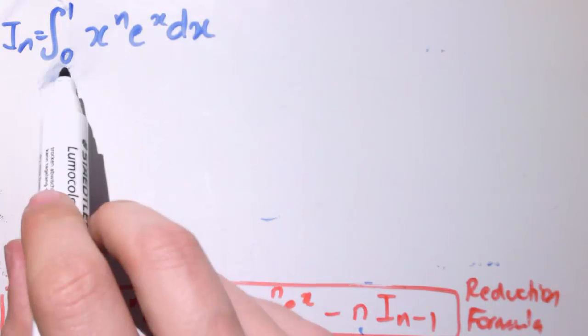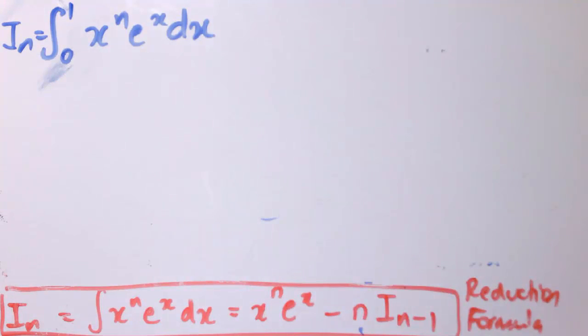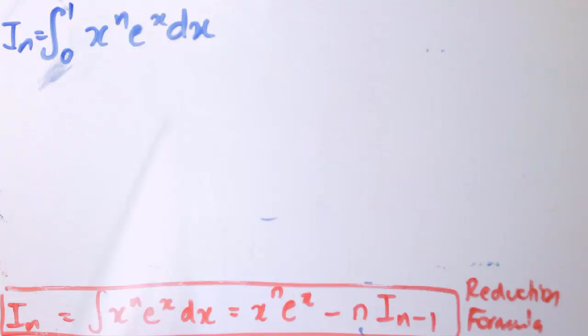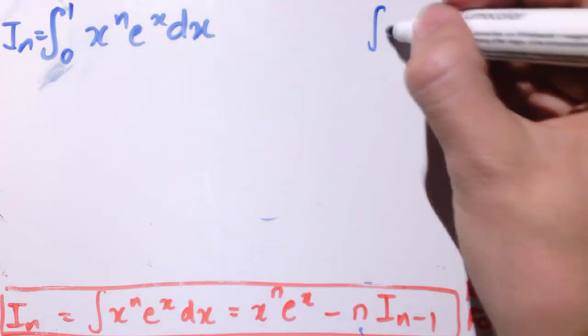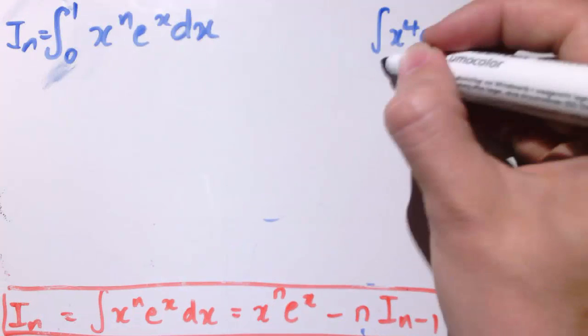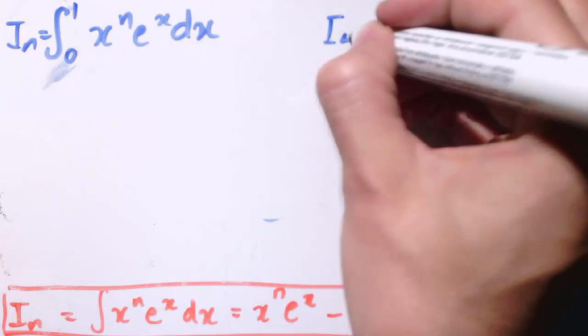Okay. Now this is particularly good when the integral I want to look at involves a definite integral. So here, instead of just doing the indefinite integral, which still has lots of algebra in it, I replace this with a definite integral. So I've got my In is the integral between 0 and 1 of x to the n e to the x dx, and let's say I'm actually interested for some reason in the value of x to the 4 times e to the x dx between 0 and 1. So that's my target, and that is I4.